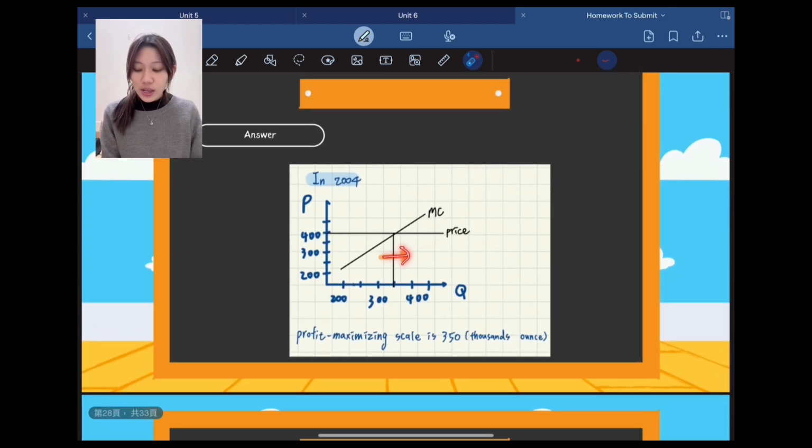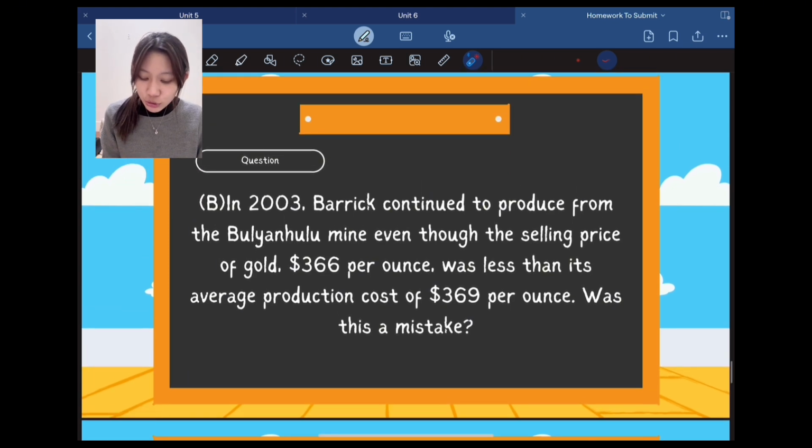Question B says that in 2003, Barrick continued to produce from the Bulyanhulu mine, even though the selling price of gold, $366 per ounce, was less than its average production cost of $369 per ounce. Was this a mistake? My answer is no, this is not a mistake, because they still earn the accounting profit. Even though the selling price is less than the cost, they still earn the accounting profit, so they keep going. It is not a mistake.